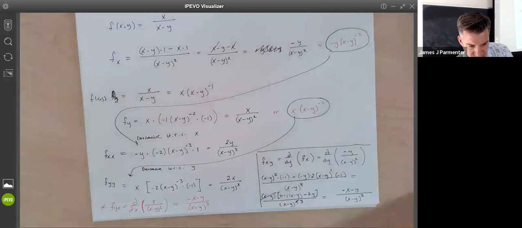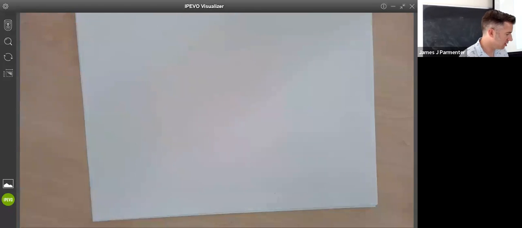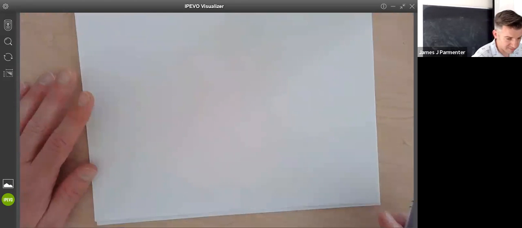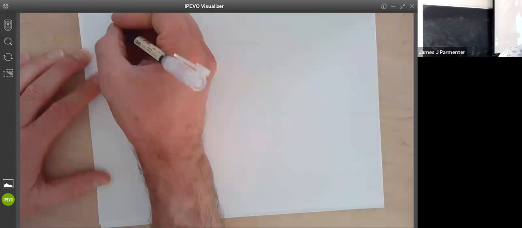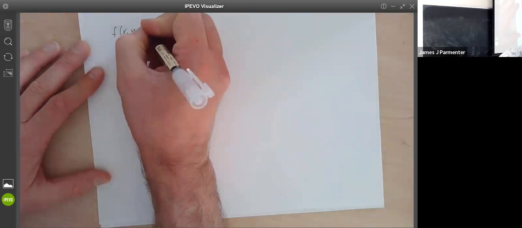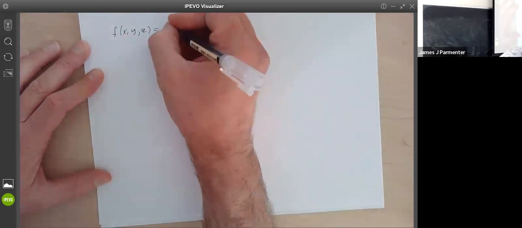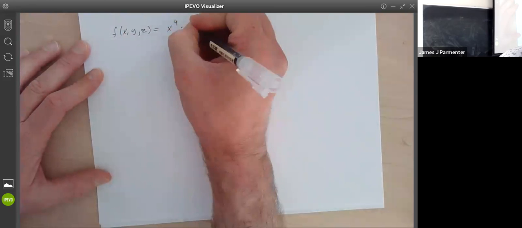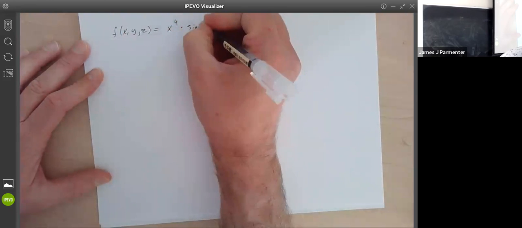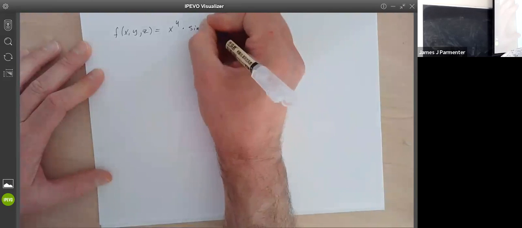Let's look at one more example of partial derivatives, and then we'll start talking about linearizations and tangent planes. So let's say we had a function of more than one variable. Let's say we had f(x, y, z) equal to x^4 times sine of e^(y^2 z).